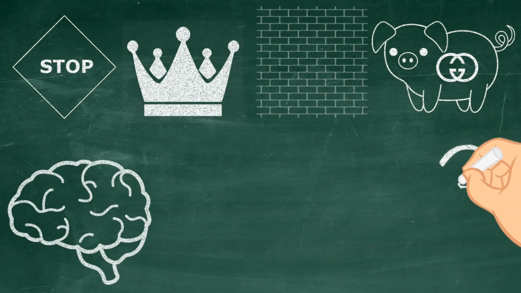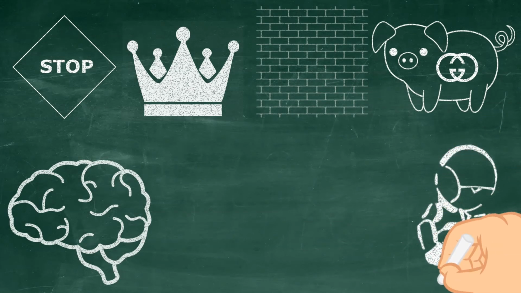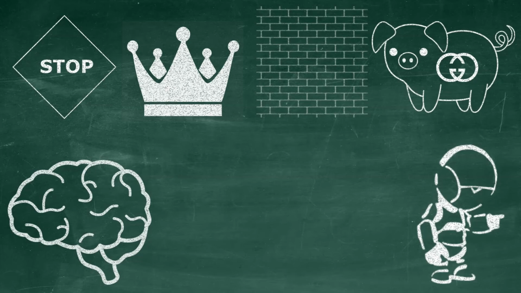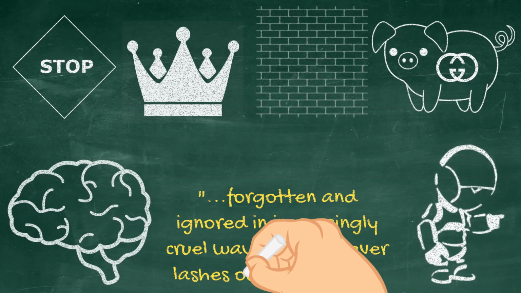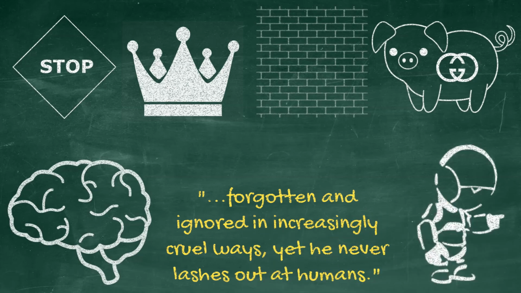The lyrics are once again a reference to Marvin the Paranoid Android. Marvin is forgotten and ignored in increasingly cruel ways, yet he never lashes out at humans. This is a major contrast to the narrator of the song, who submits to the demands for violence, yelling "off with his head."